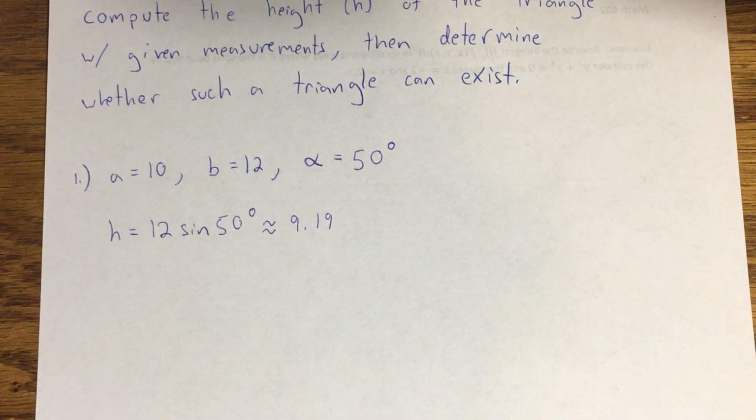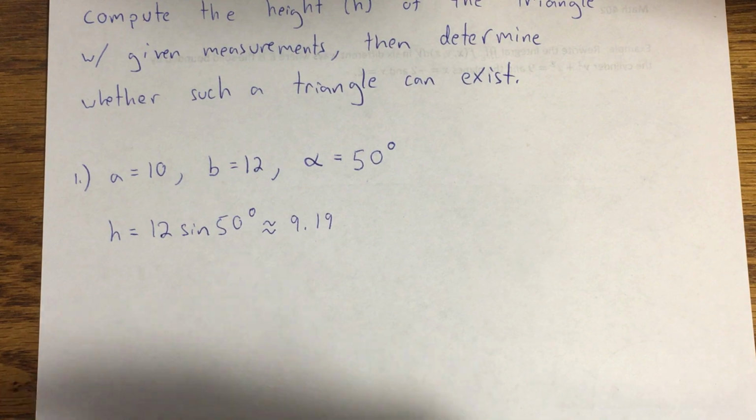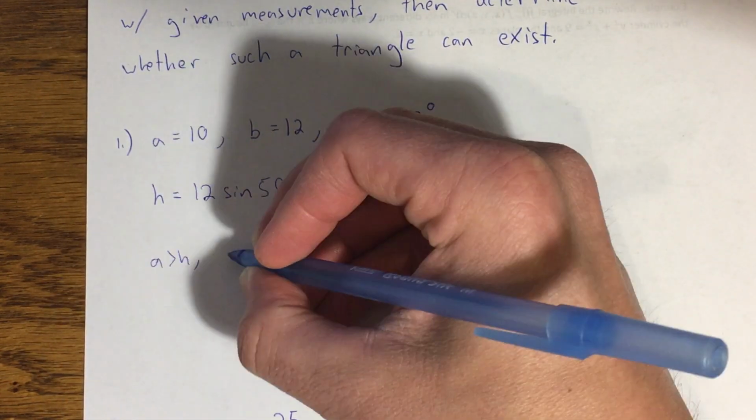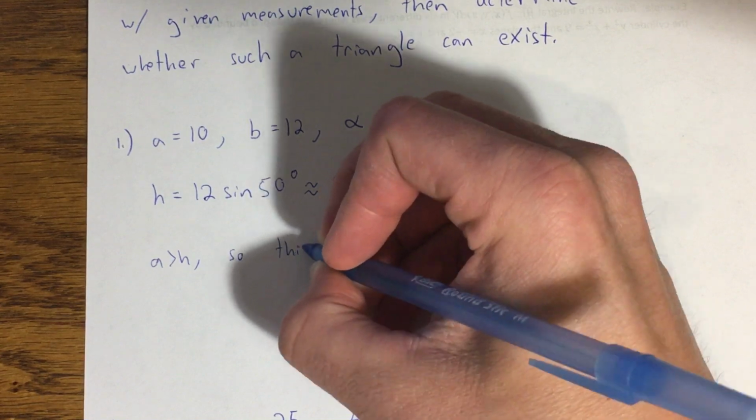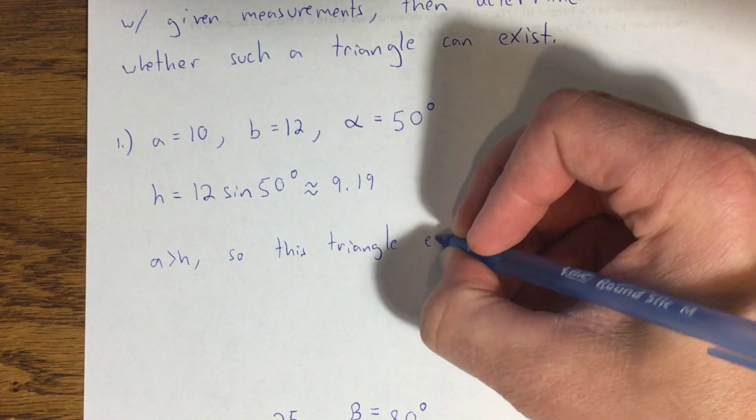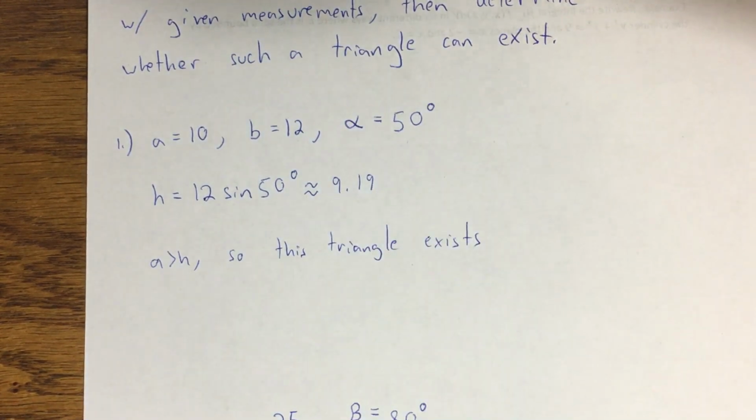Notice that A is bigger than that. That's a good thing, because that means that this could be a triangle. So I would say A is greater than h, so this triangle exists. That's all there is to it.